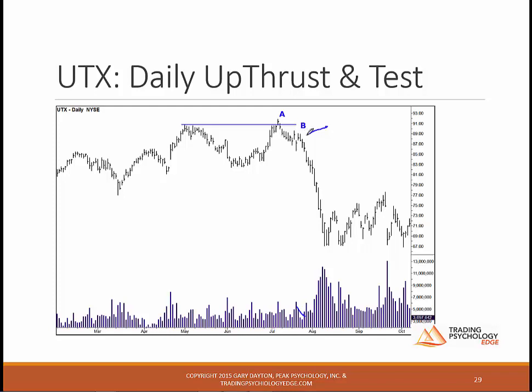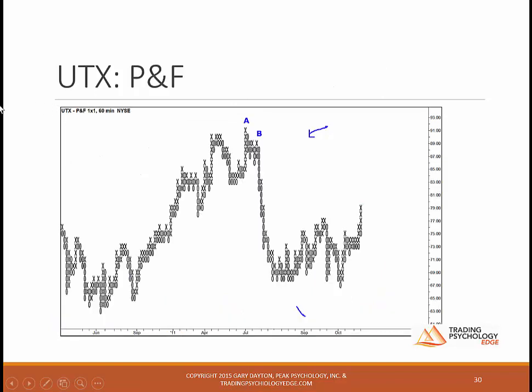And then we get another last point of supply here after a weak rally. So let's go to the point and figure chart and see how this looks there. And here we are, A and B. Okay, these are from the daily vertical line chart.